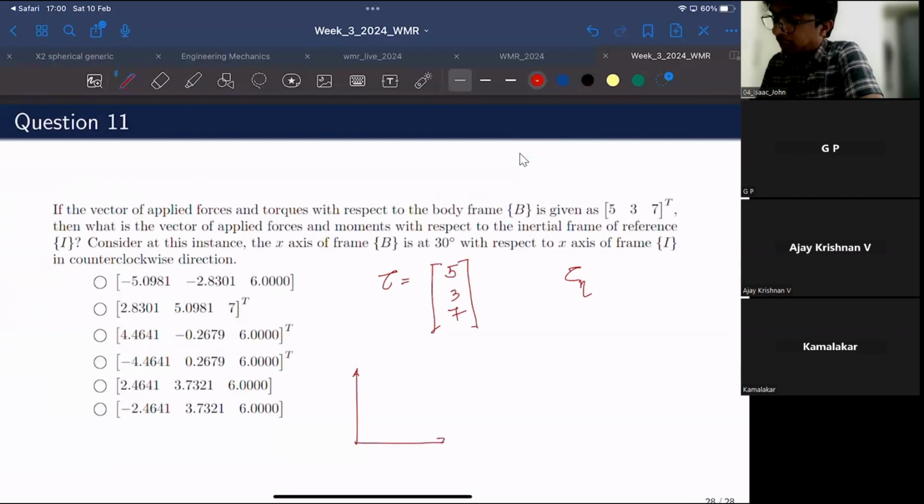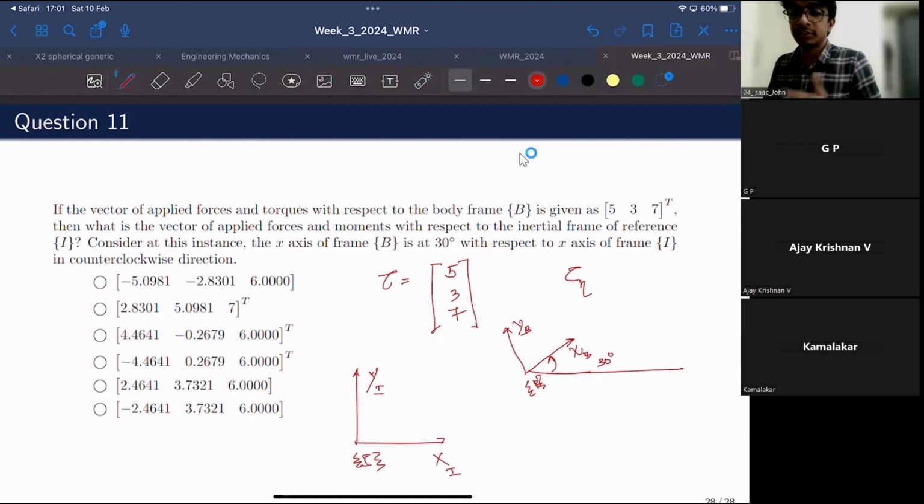So if this is your inertial frame of reference, this is x, this is y, xi, yi, and this is the body frame of reference attached onto the chassis of the mobile robot, xb, yb, and the orientation is 30 degrees.